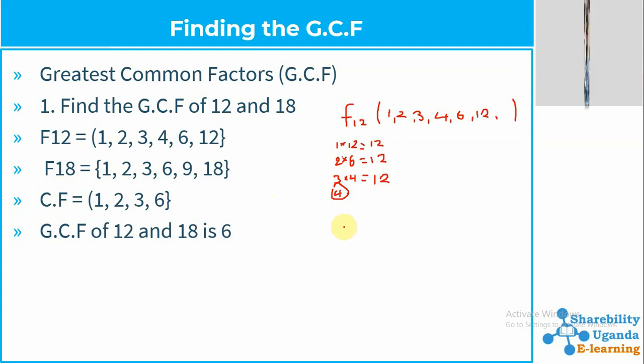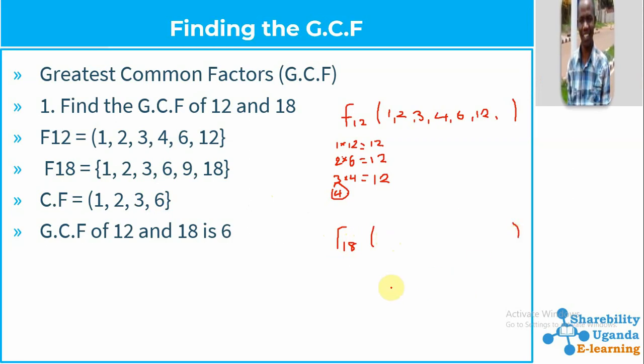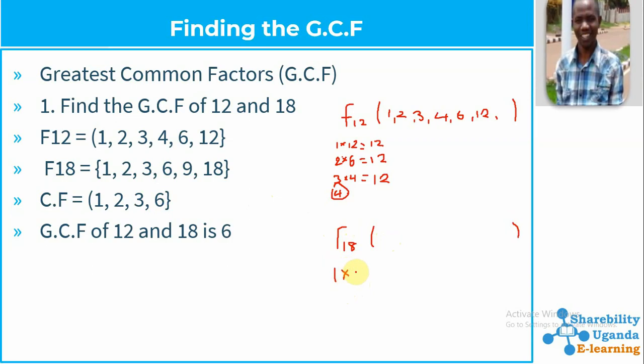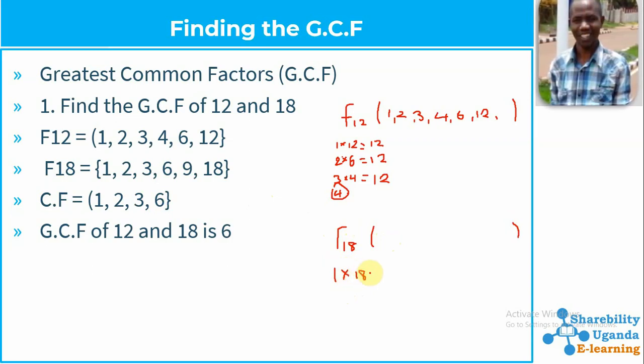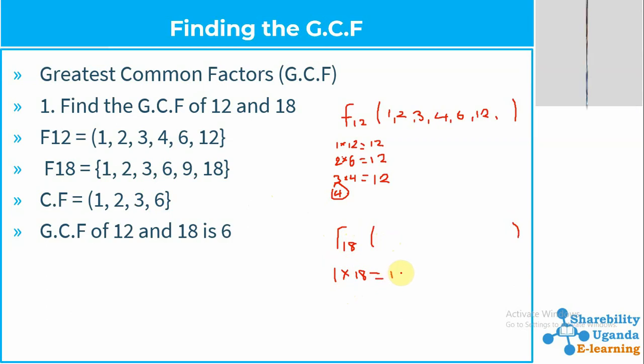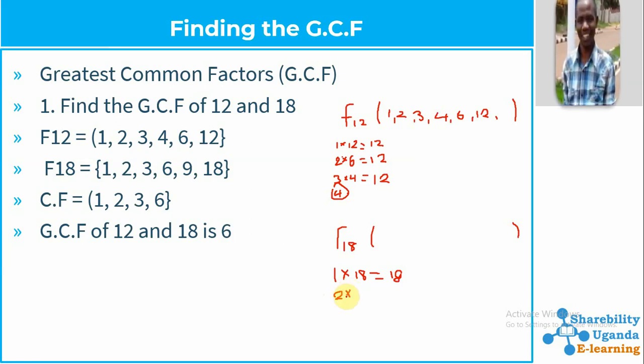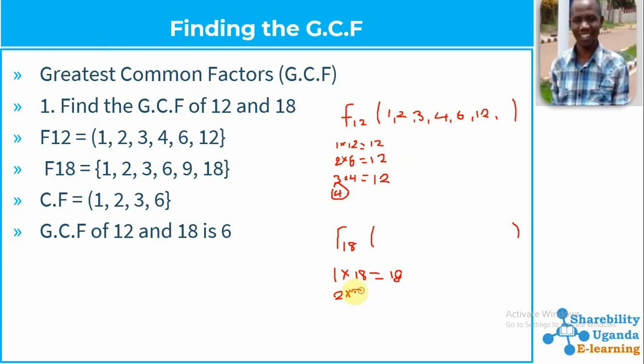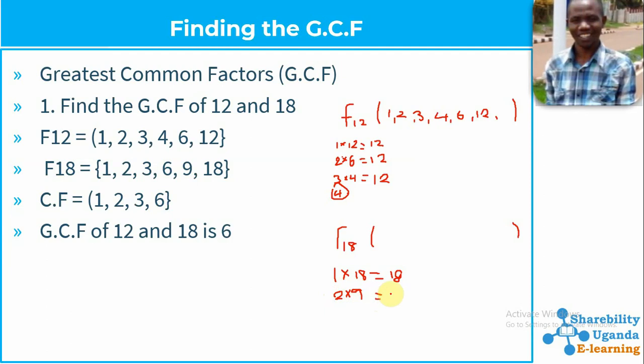Then here we also have to identify some other numbers: the factors of 18. For us to get these factors of 18, we should also use the same concept. If we say 1 times 18, 1 times 18 is equal to 18. Okay, then can we try our 2? Which number can be multiplied by 2 and we get 18? If you try 2 times 9, we can get our 18.